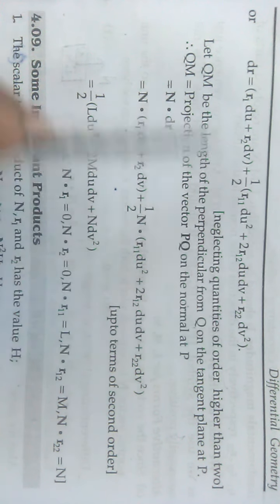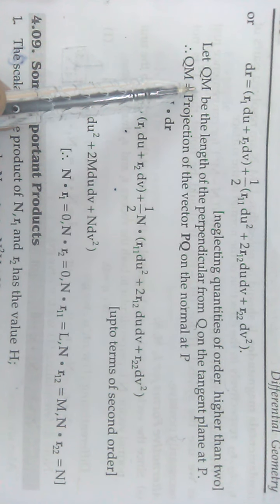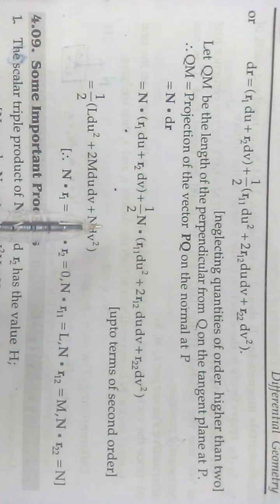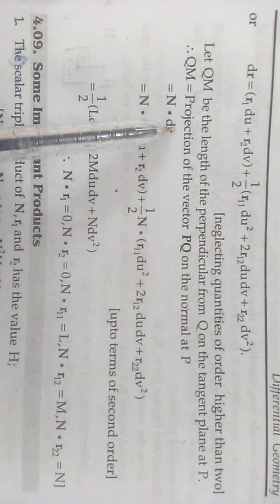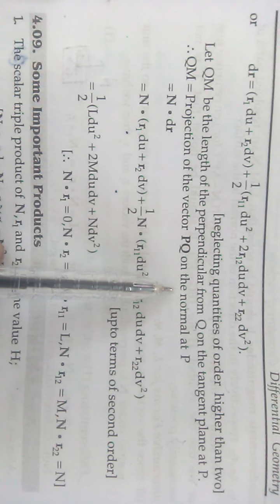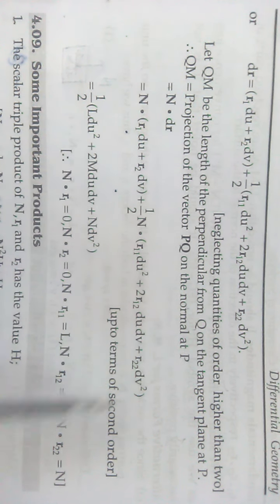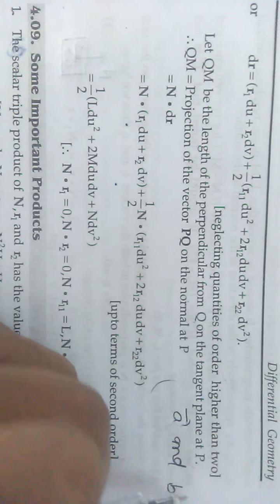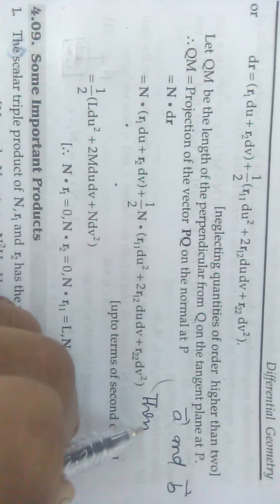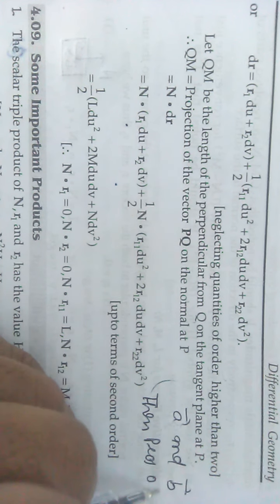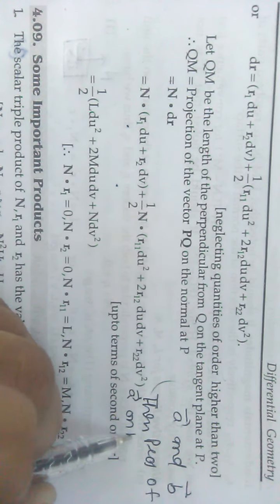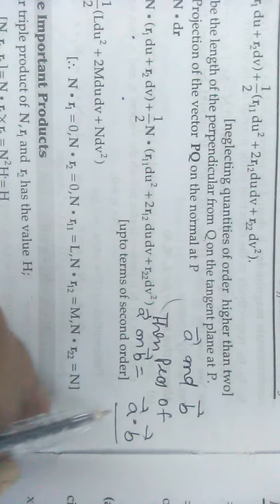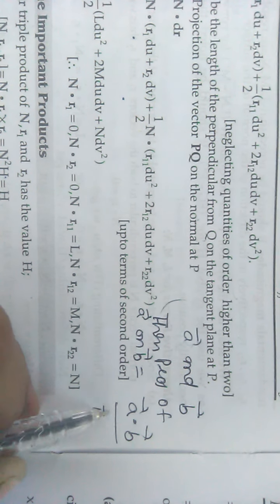Now we can see in the figure, QM is the length of the perpendicular from the point Q on the tangent plane at the point P, and this is actually the projection of the vector PQ on the normal at the point P. By the definition of projection, if vector A and vector B are two vectors, then the projection of vector A on vector B is given by the dot product of the two vectors divided by the magnitude of the vector on which we are taking the projection.